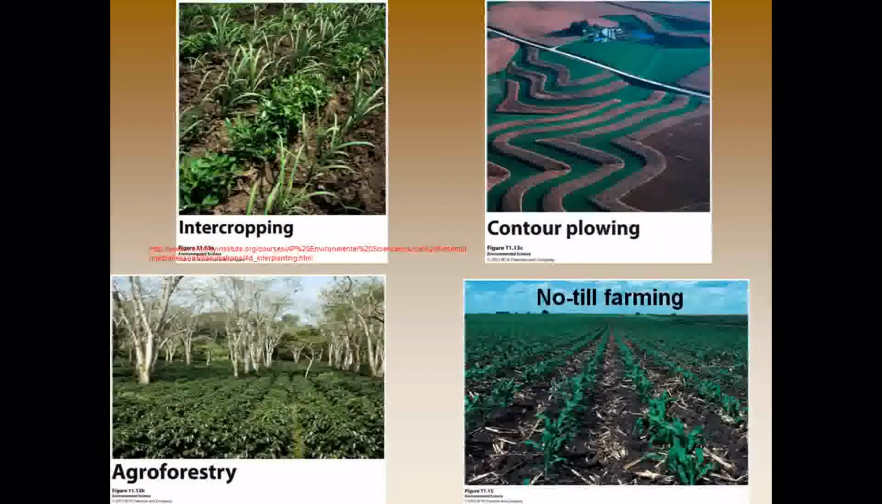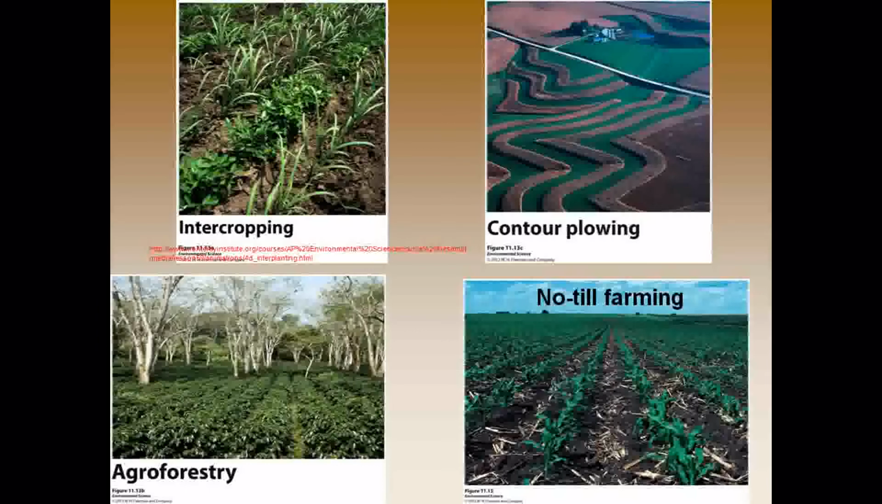Okay, so all of these methods add to something that we call sustainable agriculture. Sustainable agriculture is producing enough food to feed the world's population without destroying the land, without polluting the environment, and without reducing biodiversity. So it is taking all of the environmental issues that we're talking about here into account while we produce the food necessary to feed the world.